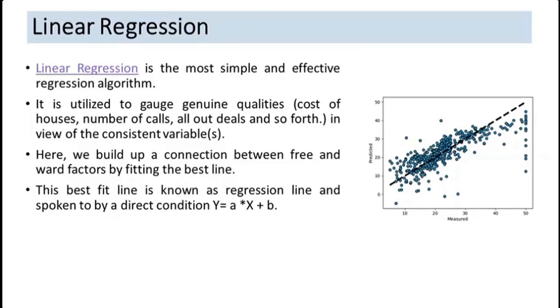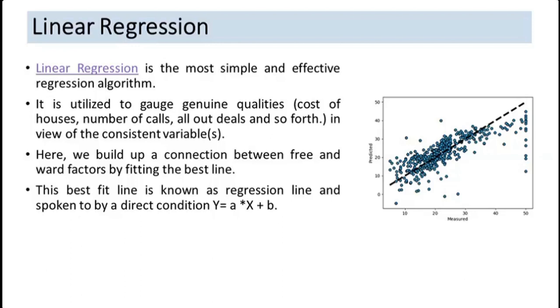In regression, the first is linear regression, which is the simplest and most effective regression algorithm. It is used to identify or predict the cost of a house, the number of calls, and so forth, which are continuous variables in that case.